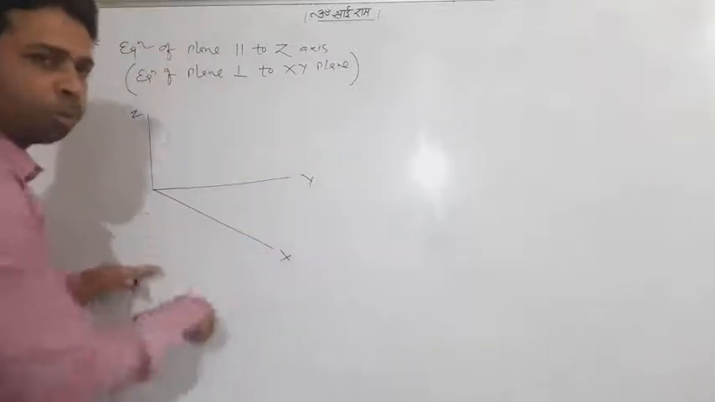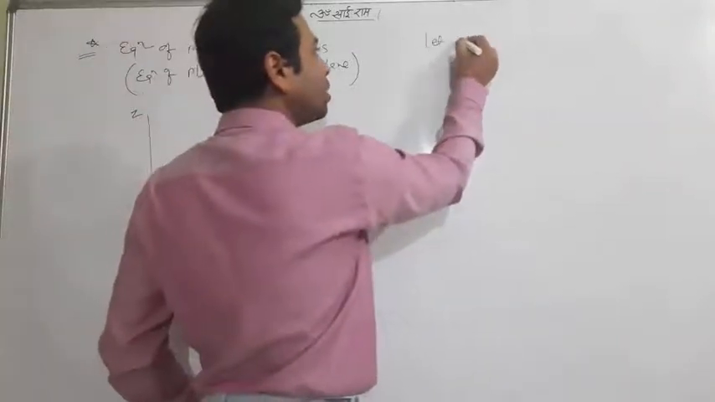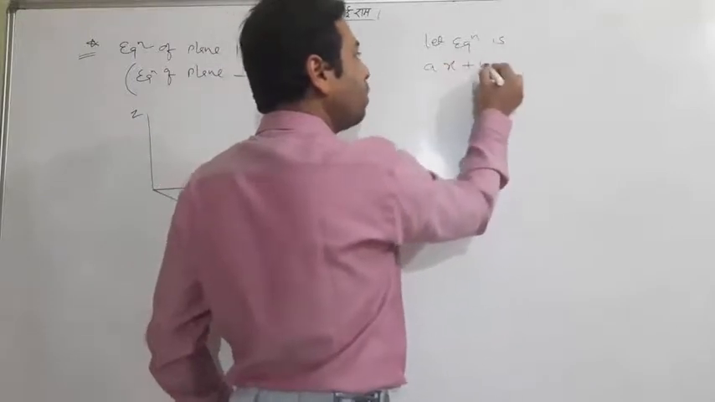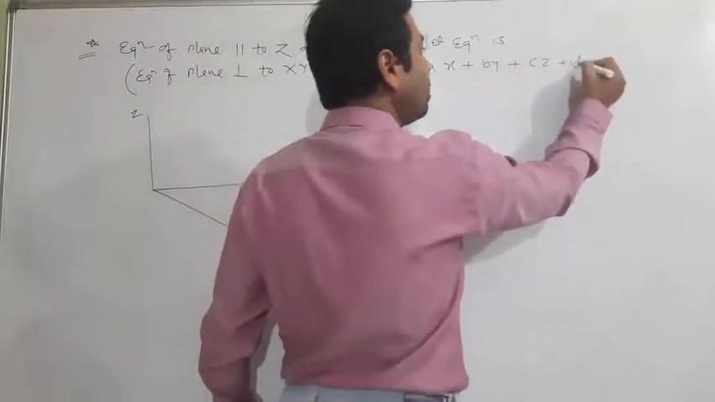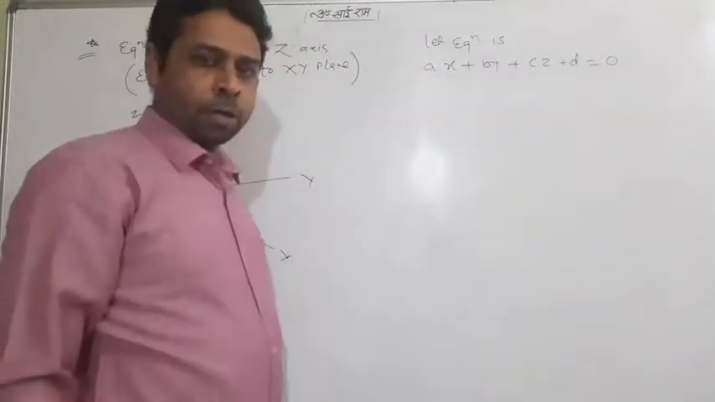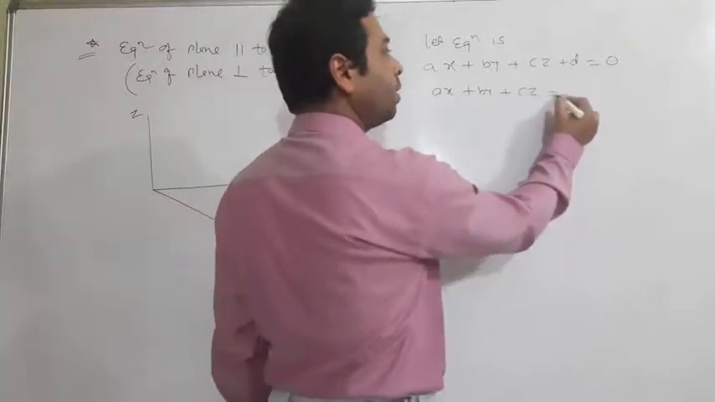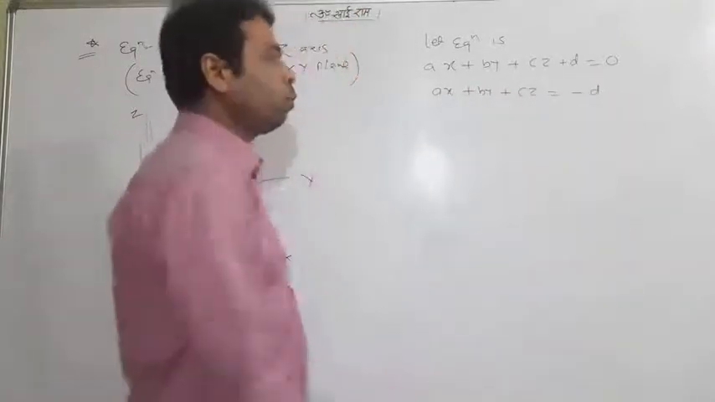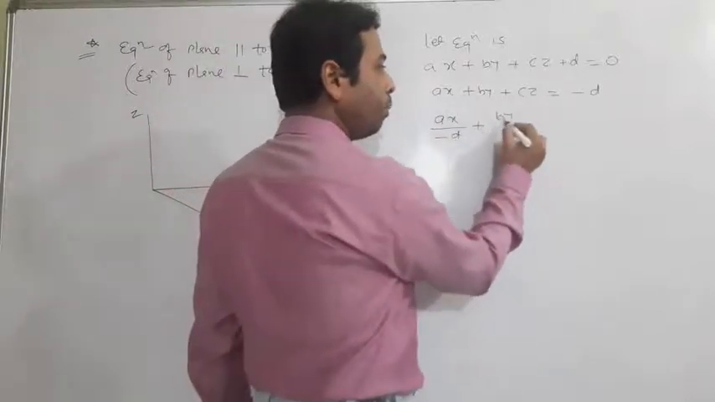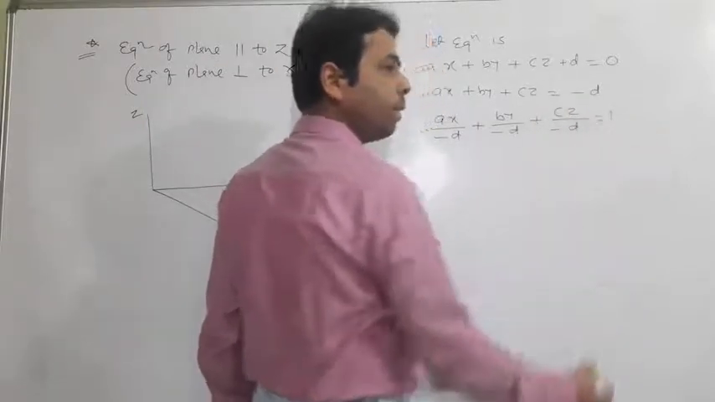I cannot make the picture here properly, but please try to understand what I'm telling you. Let the equation be ax plus by plus cz plus d equals 0. Suppose this is my plane. I first convert this into intercept form. Look, I'll tell you how. I transfer minus d: ax upon minus d, by upon minus d, cz upon minus d equals 1.